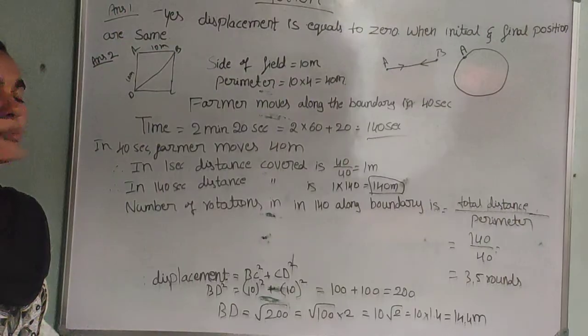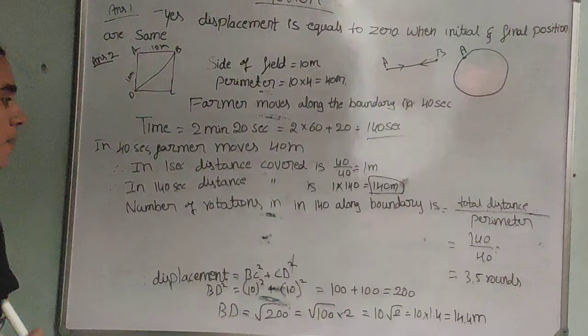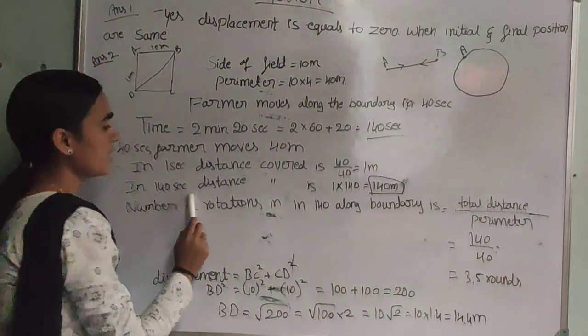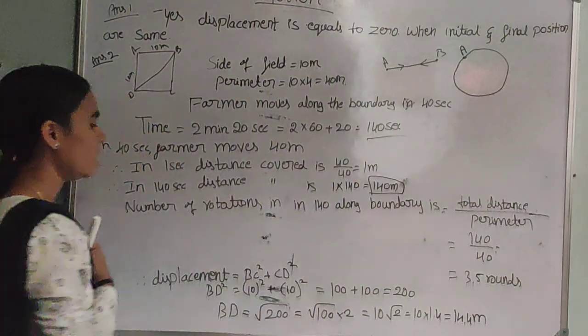Just you can keep in your mind, 1 second is equal to 1 meter. So here in 140 seconds, the distance covered is 140 meter.